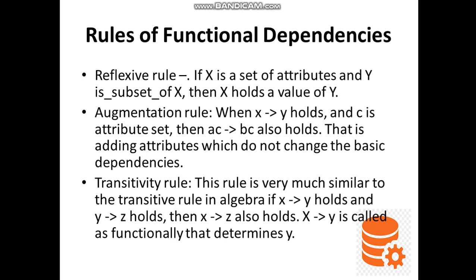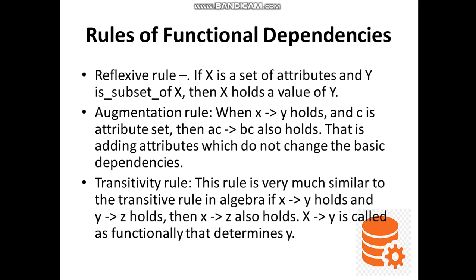So we have certain rules for functional dependency. First rule is reflexive rule. What it says, if X is a set of attributes and Y is a subset of X, then X holds a value of Y. Correct? What it means, if X is a set of attributes and Y is a subset of X, then X will hold values from Y. Why? Because Y is a subset of X. So X will have all the values which Y has, because Y is a subset of X.